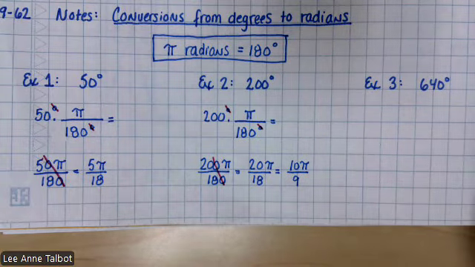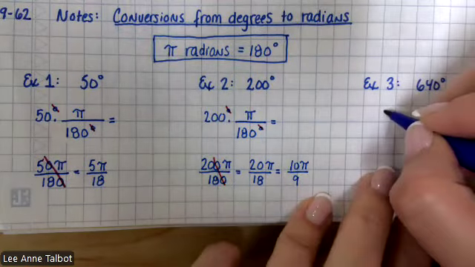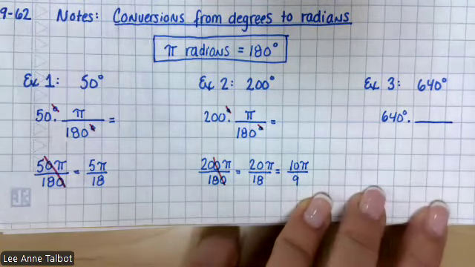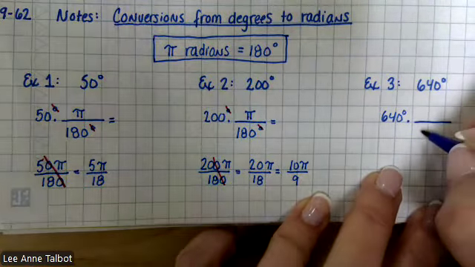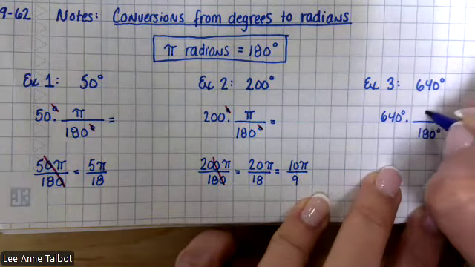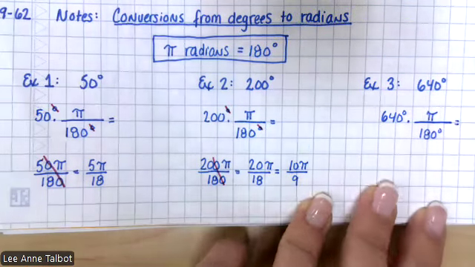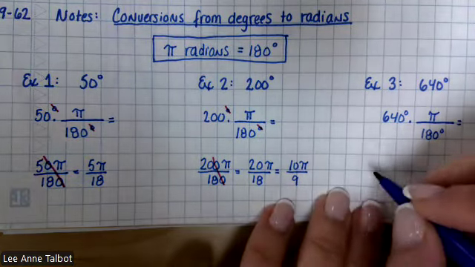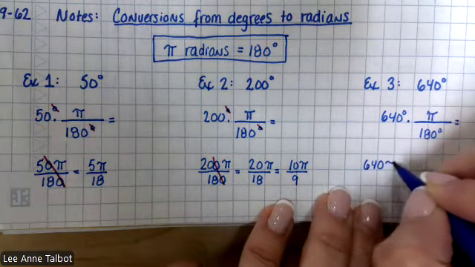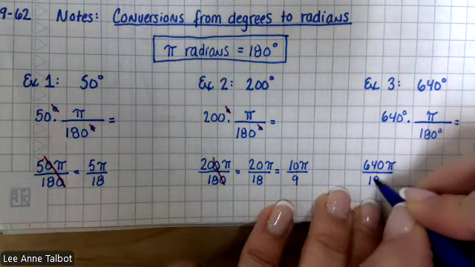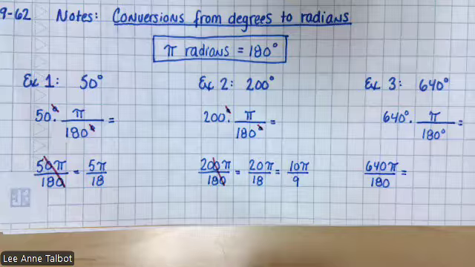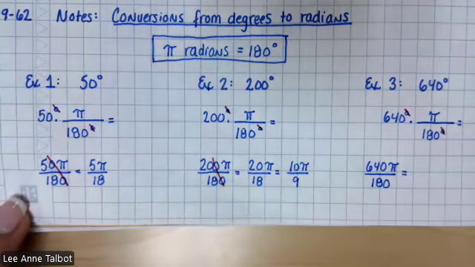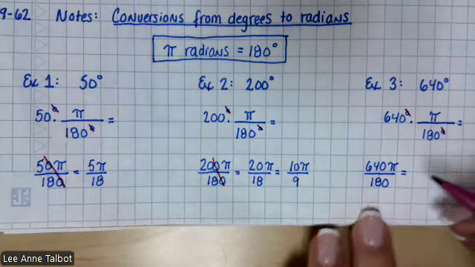Okay, one more. 640 degrees times line, degrees on the bottom, radians on the top. Cancel out my degrees.